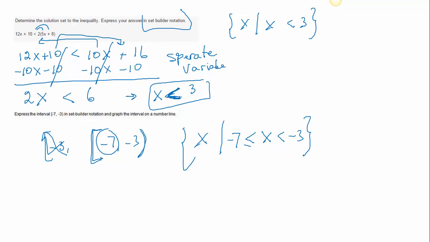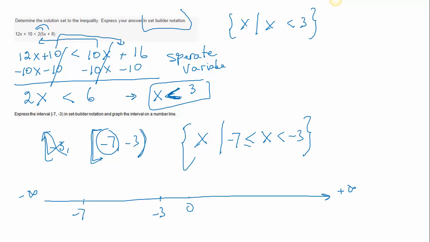That would be the interval notation. You want to graph it? Let's go and graph the real number line. So this is plus infinity and this is minus infinity. We have a negative 3 here. This is 0. This is negative 3 and this is negative 7. Negative 7 is a square bracket and negative 3 is a parenthesis, and we're going to highlight the region in between. So that would be the solution on a real number line, the interval between negative 7 and negative 3.